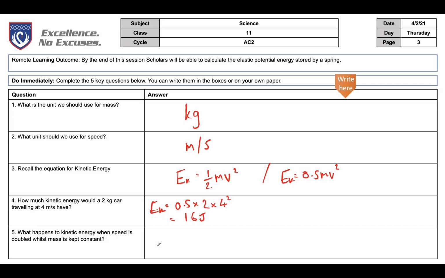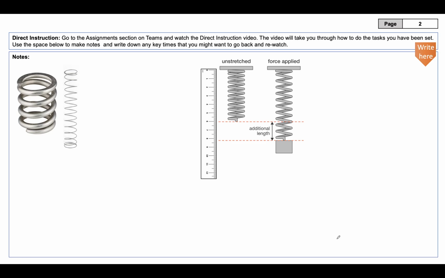What happens to kinetic energy when speed is doubled? It increases by a factor of 4 because it's squared. Increases by a factor of 4 because there's a square relationship there.